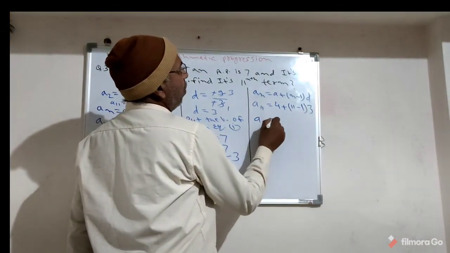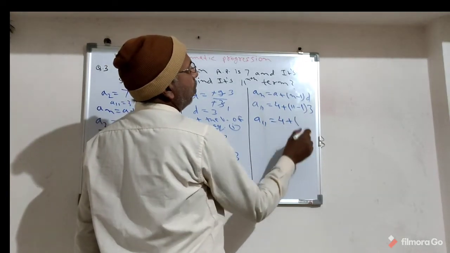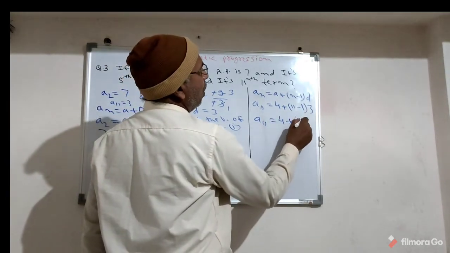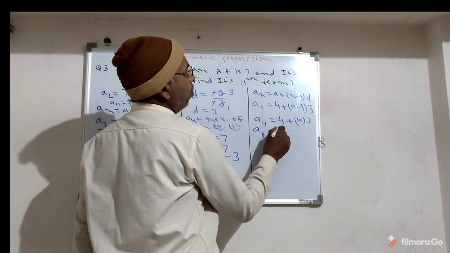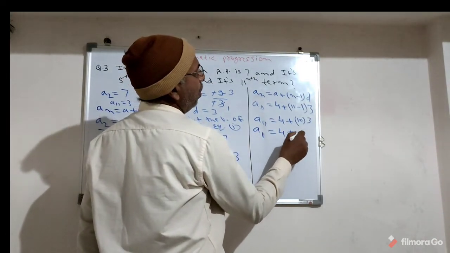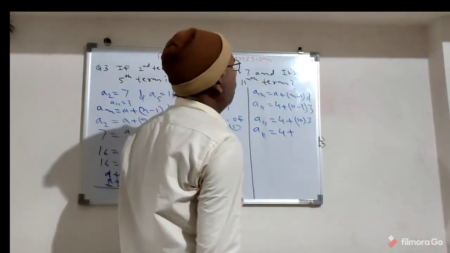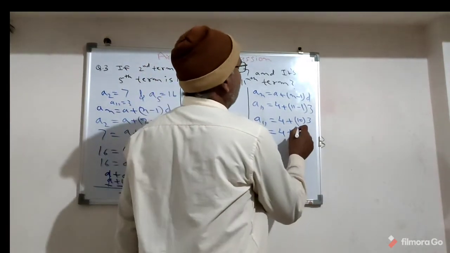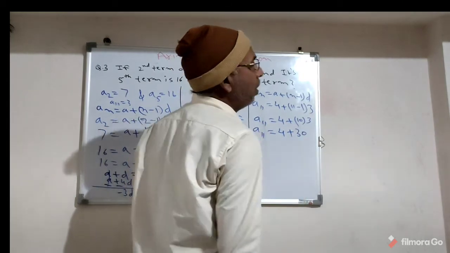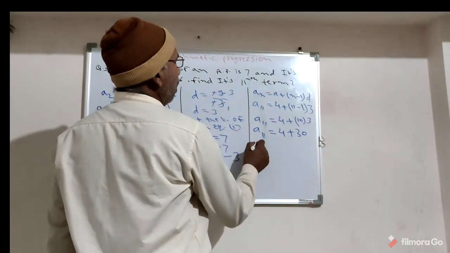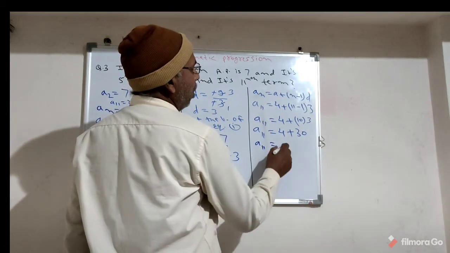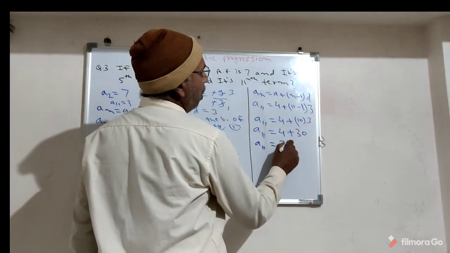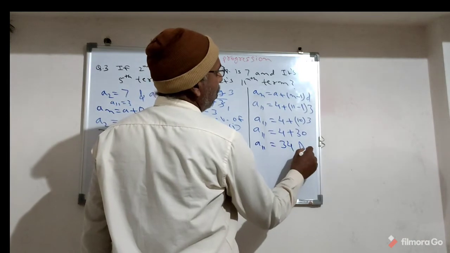Then a11 equals 4 plus 11 minus 1, which is 10, into 3. Then a11 equals 4 plus 10 times 3, which is 30. Now we add 4 and 30. How much do we get? 34. Answer.